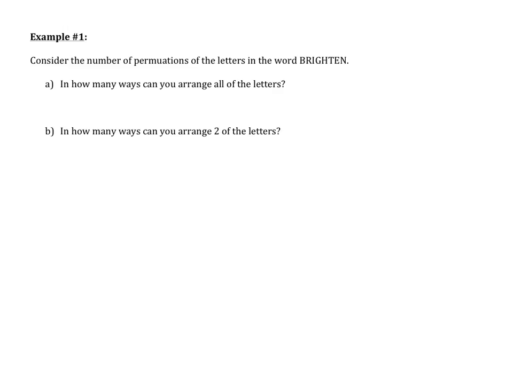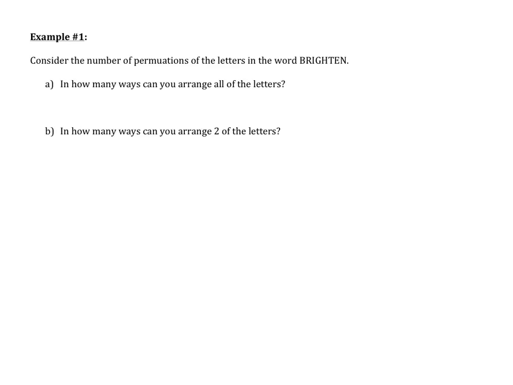So what we're going to do in example number 1 is combine the idea of permutations where order matters with the idea of the counting principle where you just multiply the number of ways to do each thing. It says, consider the number of permutations of the letters in the word Brighton. Brighton has 8 letters. So in part A, when it says, in how many ways can you arrange all of the letters, we know we're going to have 8 slots to fill with the 8 letters.